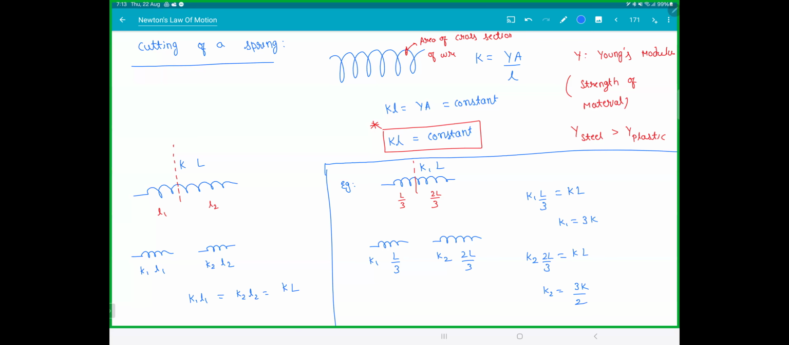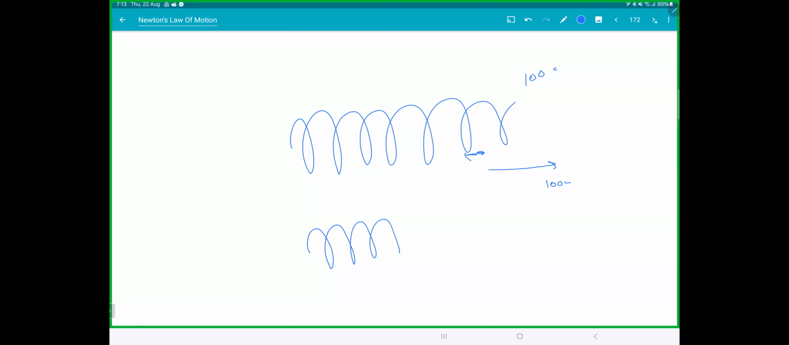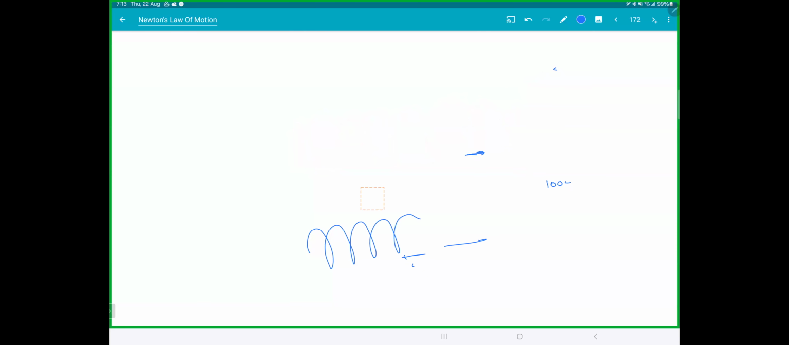Think of it like this. Imagine if you have 100 coils. If I pull the spring by 100 centimeters, each coil stretched by 1 centimeter. But if I have only 10 coils and I stretch by 100 centimeters, each one stretched by 10 centimeters. You're getting it? So there's much more deformation. The material got more stretched, so they'll apply more force. So smaller springs are stronger than longer springs.